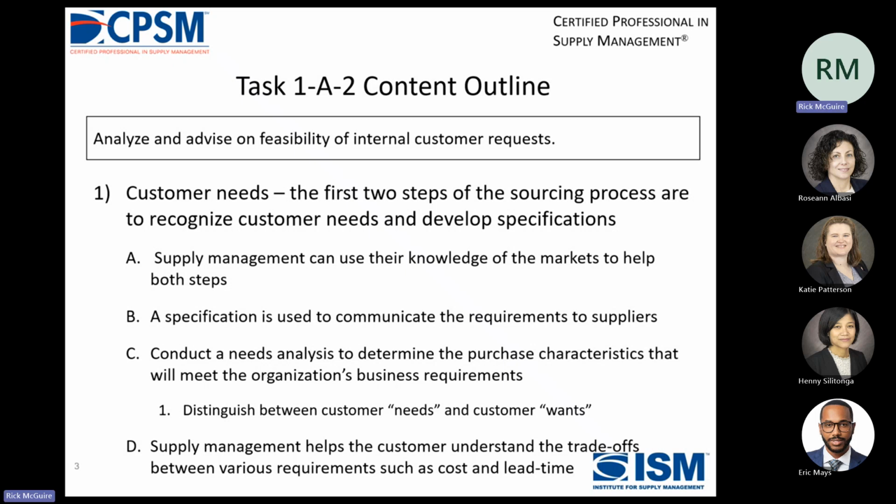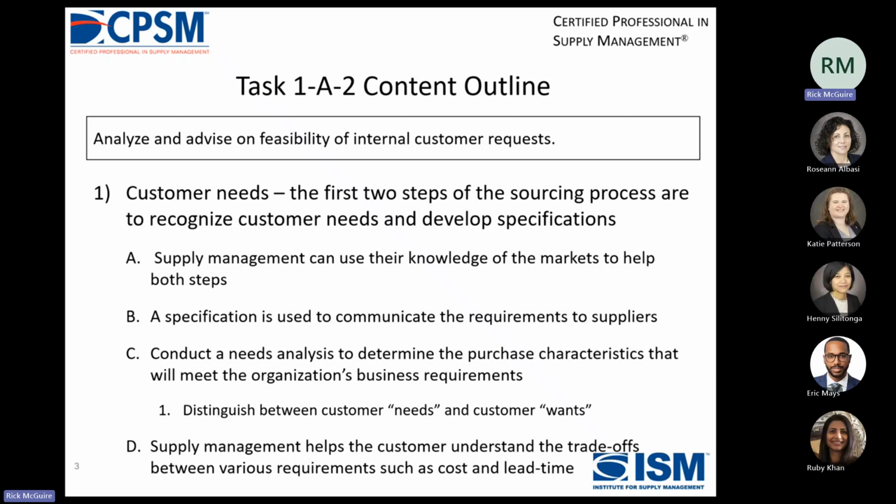So conduct a needs analysis to determine the purchase characteristics that will meet the organization's business requirements. So distinguish between needs and wants. I mean, we look at wants later if we've met all the needs. And then supply management helps the customer understand the trade-offs between various requirements, such as cost and lead time, or cost and quality, etc.